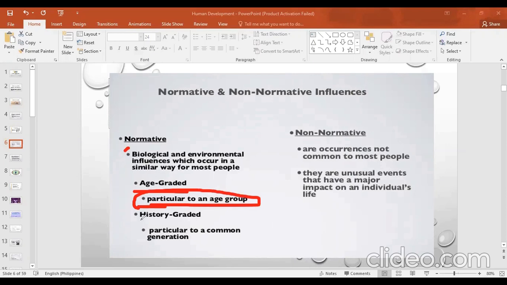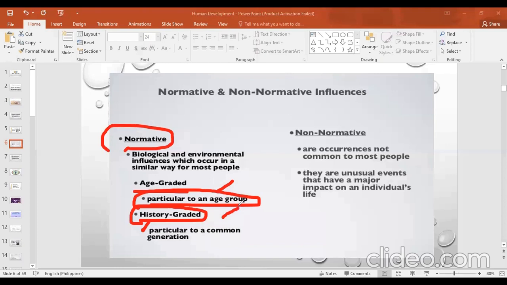Okay. Next, we also have influence by history graded. Paano naman pag history graded? It has something to do with particular to a common generation. Meron tayong tinatawag na cohort. It is a group of people who share similar experiences. Kumbaga yung common na traditions natin, yung culture natin, and etc. Or even the history, that is what we call as normative influences. We have age group or age graded, and also history graded.